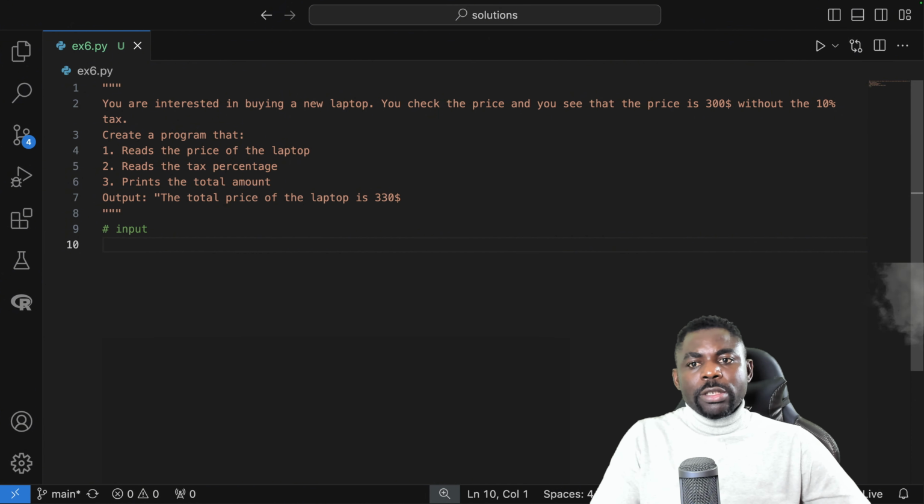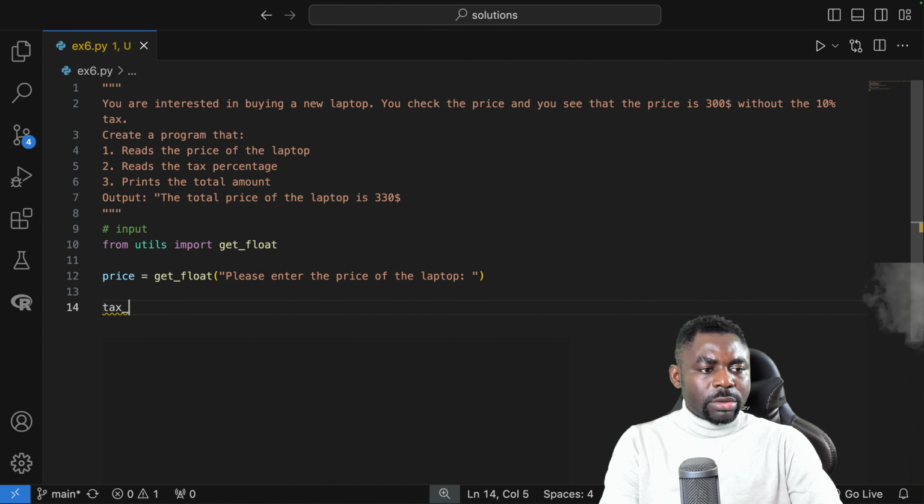We set price to get_float, and we know that we need to import get_float from utils. So we say price equal to get_float, "Please enter the price of the laptop." I can say laptop or article, because this can be anything. And when we get the price, we also ask for the tax percent.